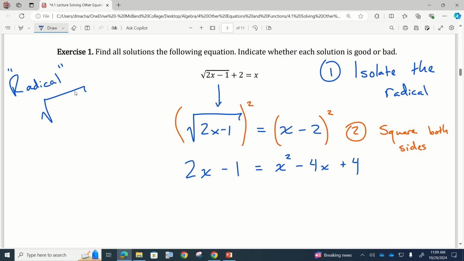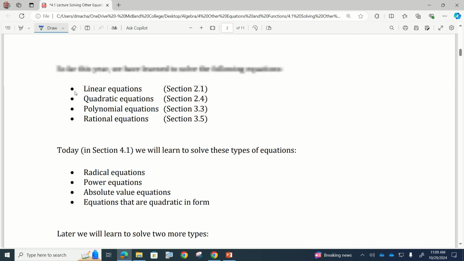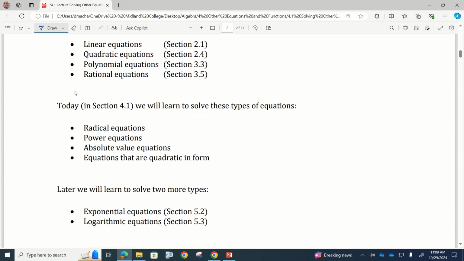Those are the two steps that you really have to remember. First, isolate the radical, then square both sides. And now there's no more radical, right? So what type of equation is this now? If I go back to my little list of equations, I think, well, now what am I dealing with if it's not a radical equation? Now we've simplified this down to a quadratic equation. And you can solve this quadratic equation just like we did back in section 2.4.